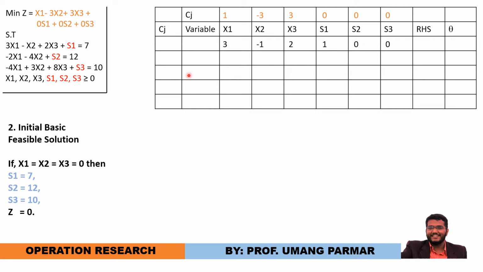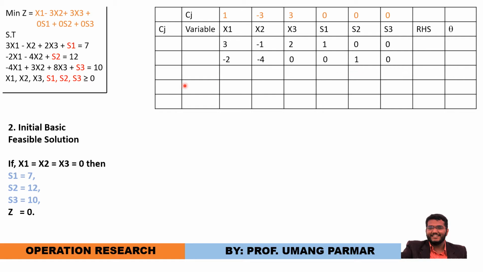The same way for the second constraint, we are writing the coefficient of x1 as minus 2, the coefficient of x2 as minus 4. x3 was not there, so write down 0. s1 and s3 also are not there, so for s1 and s3 we are writing 0. And there is s2, so we are writing 1 here.